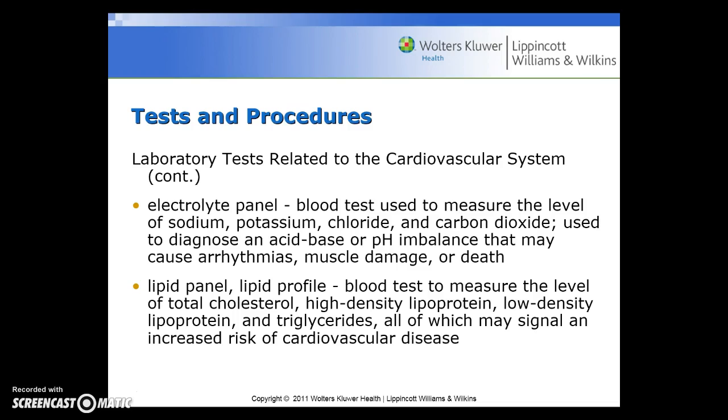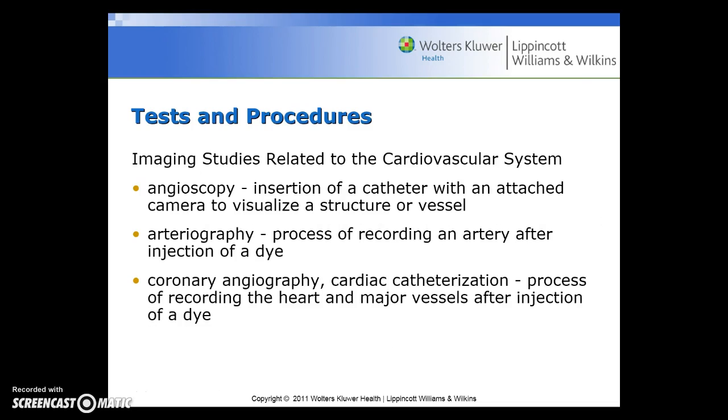An electrolyte panel is the blood test used to measure the level of sodium, potassium, chloride, and carbon dioxide, and it's used to diagnose the acid-base or pH imbalance that may cause arrhythmias, muscle damage, or death. The lipid panel, or lipid profile, is a blood test used to measure the level of total cholesterol, high-density lipoprotein, low-density lipoprotein, and triglycerides, all of which may be indicators of increased risk of cardiovascular disease.